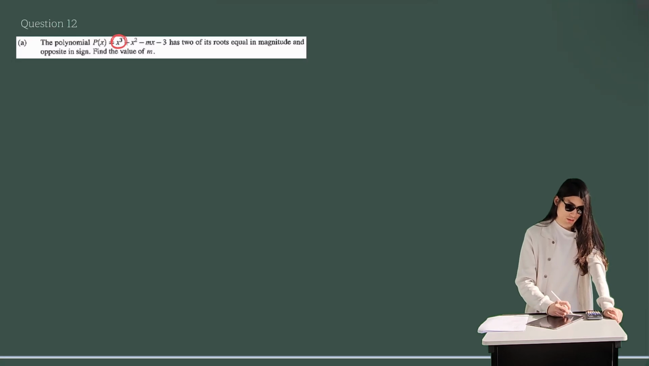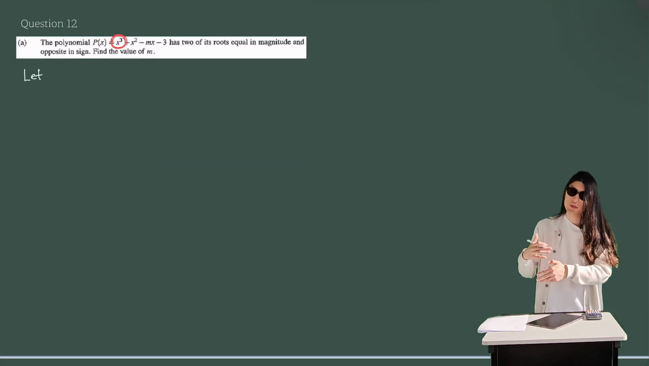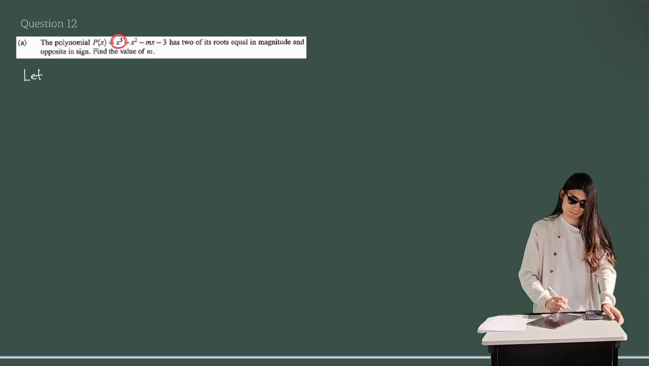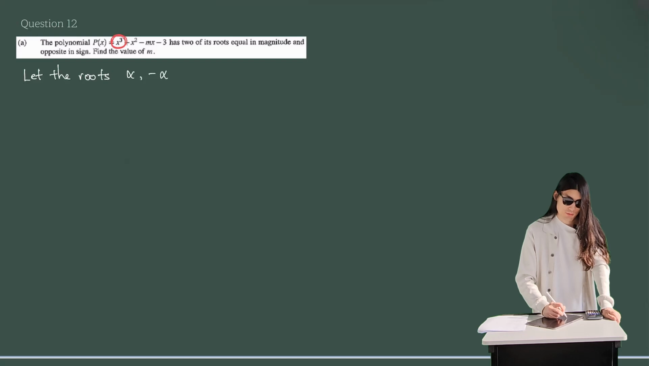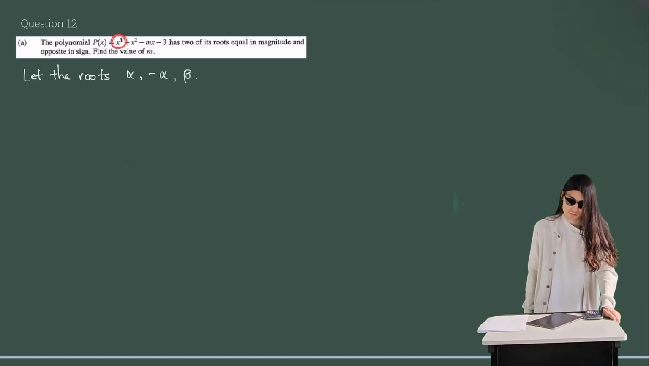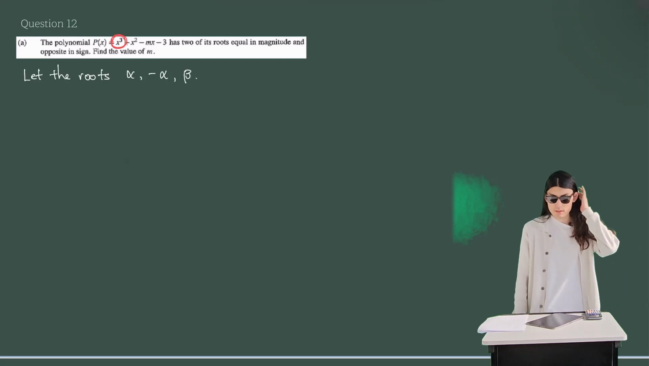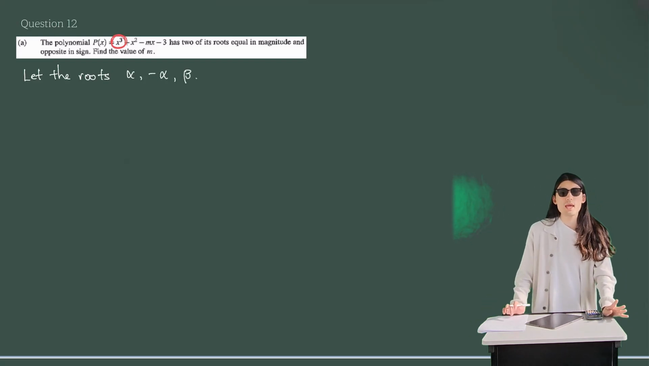So, how I can begin the question is I can begin by assigning appropriate pronumerals to describe these roots. Let the roots be alpha. Then the one that is equal in magnitude and opposite in sign, I can describe it as being negative alpha, can't I? And the third root, which I don't have information about, I'll just let it be beta. Given that, find the value of m.